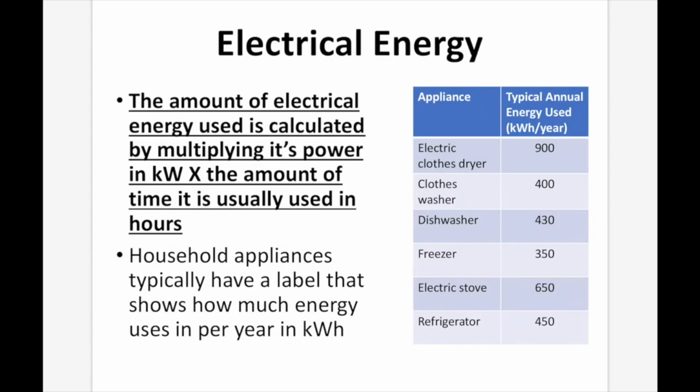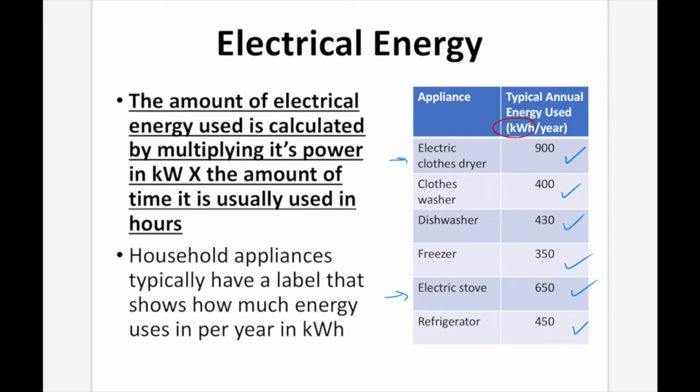Electrical energy. The amount of electrical energy used is calculated by multiplying its power in kilowatts times the amount of time it's used, usually in hours. Household appliances typically have a label that shows how much energy we're going to use per year in kilowatt hours. So other examples include electric clothes dryer, which is 900 kilowatt hours per year. Clothes washer, 400 kilowatt hours per year. Dishwasher 430, freezer 350, electric stove 650, and refrigerator 450. So you can see the things that use heat, our clothes dryer and our electric stove, are the ones that have the higher amount of energy usage per time.